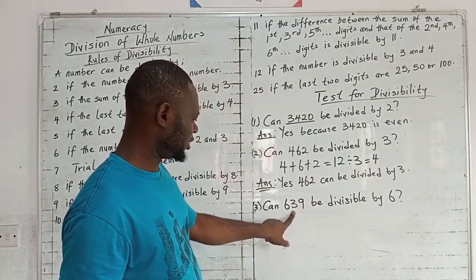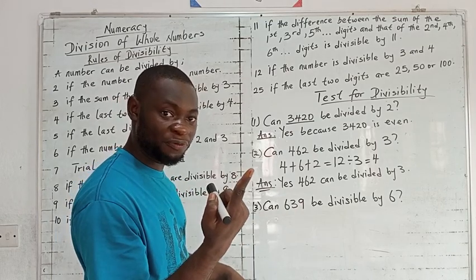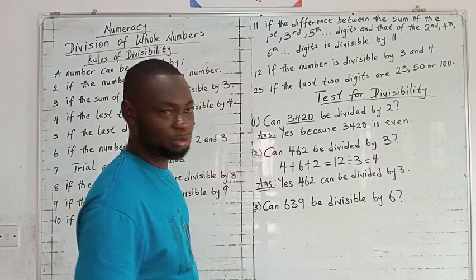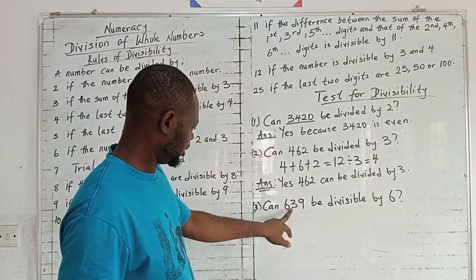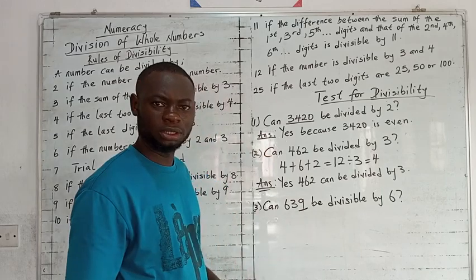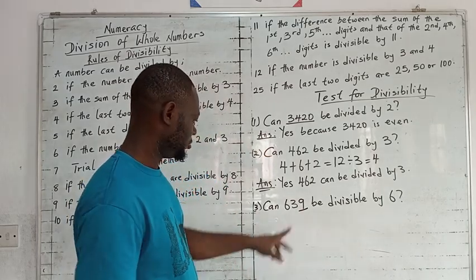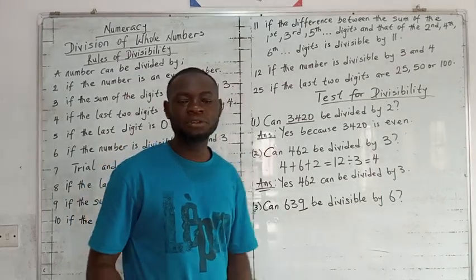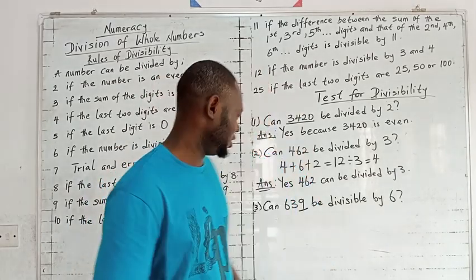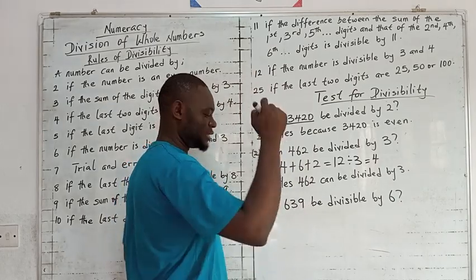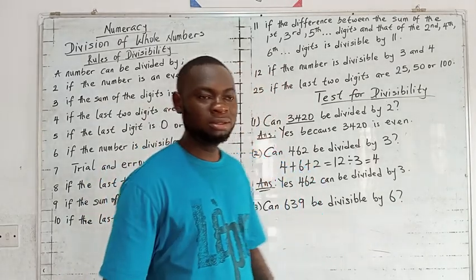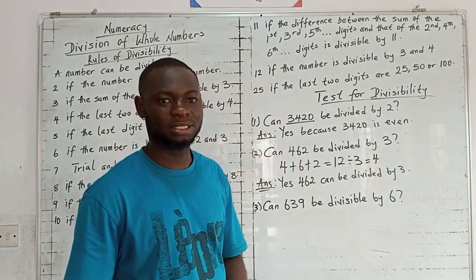But looking at this number, is this number even? Let's test for 2 first. 2 says that all numbers that are even numbers are divisible by 2. So let's check. 639. Is this an even number? No, it's not. Because of this 9. Remember, even numbers end in 0, 2, 4, 6, and 8. So this has failed the test for divisibility by 2. Meaning that 6 cannot divide it.